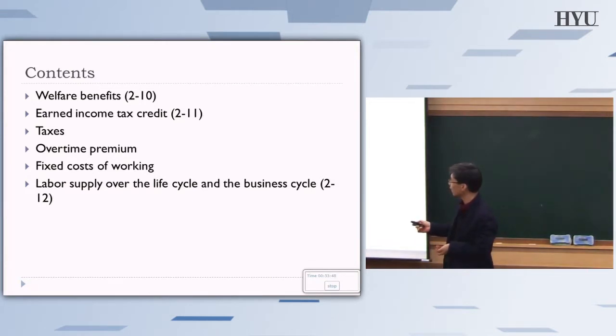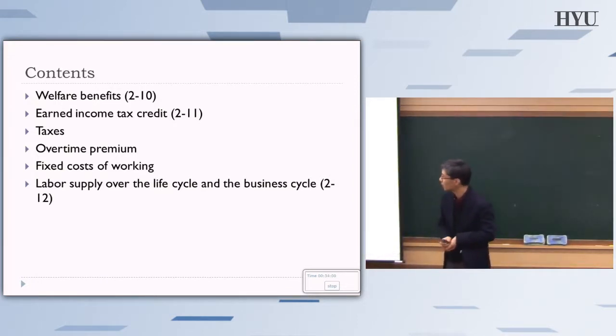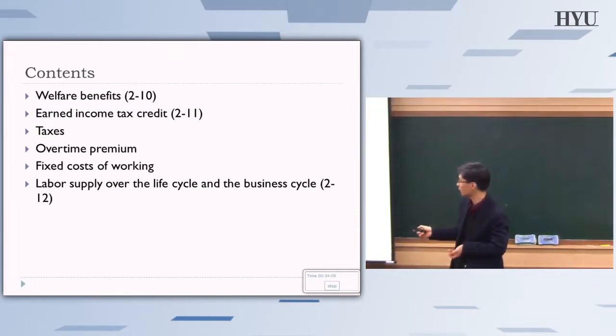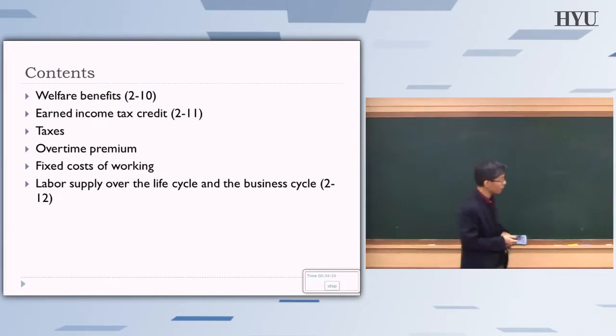And we see what's the effect of overtime premium and the effect of fixed costs of working. We'll talk later about what they mean, and then the life cycle and the business cycle. So at first we will go through these effects of government policies, government programs, and then a little bit of extension of the model.